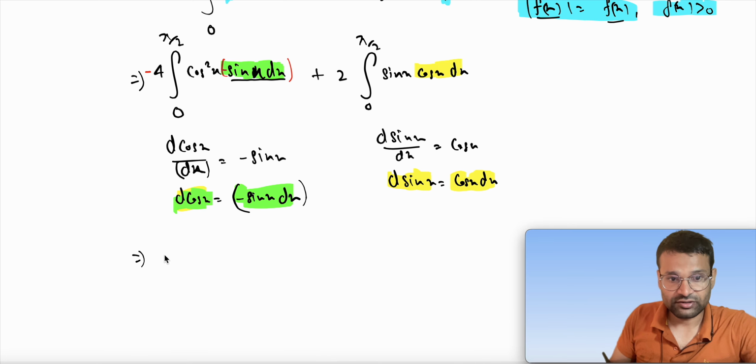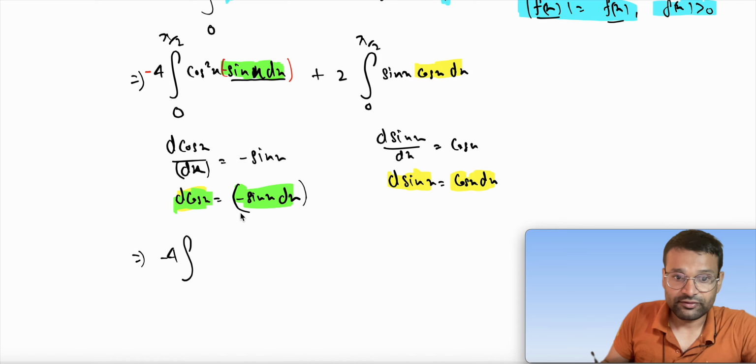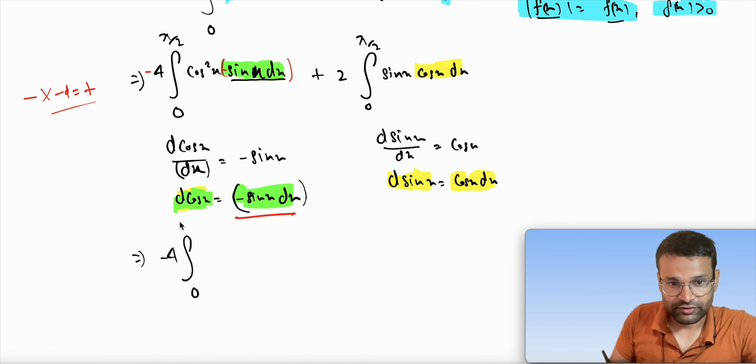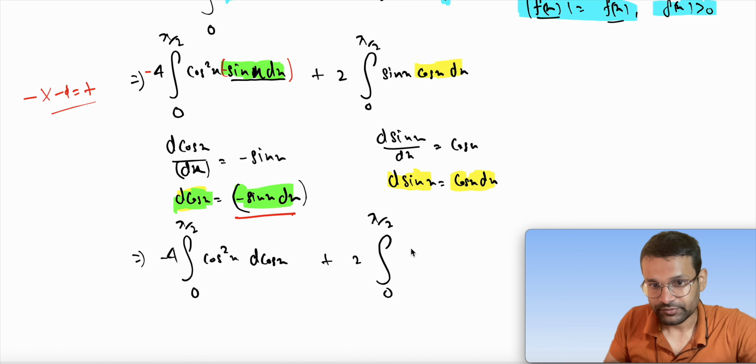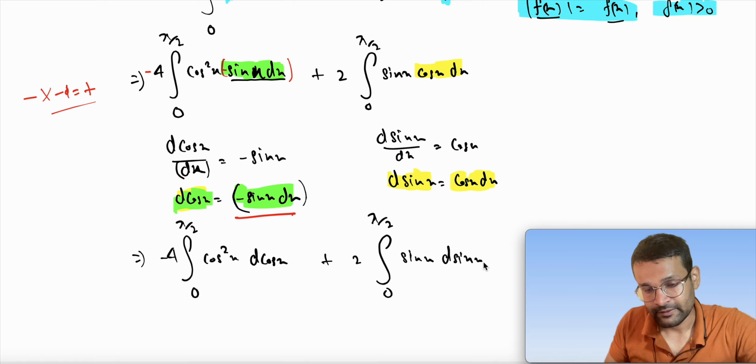Hope you understood all these steps. Here it is minus 4. Why is minus 4 replacing it? Because it looks similar to this one. That's why minus, because minus into minus becomes a plus. So we use this idea here: minus 4 times the integral from 0 to pi by 2 of cos square x d cos x, plus 2 times the integral from 0 to pi by 2 of sin x d sin x.